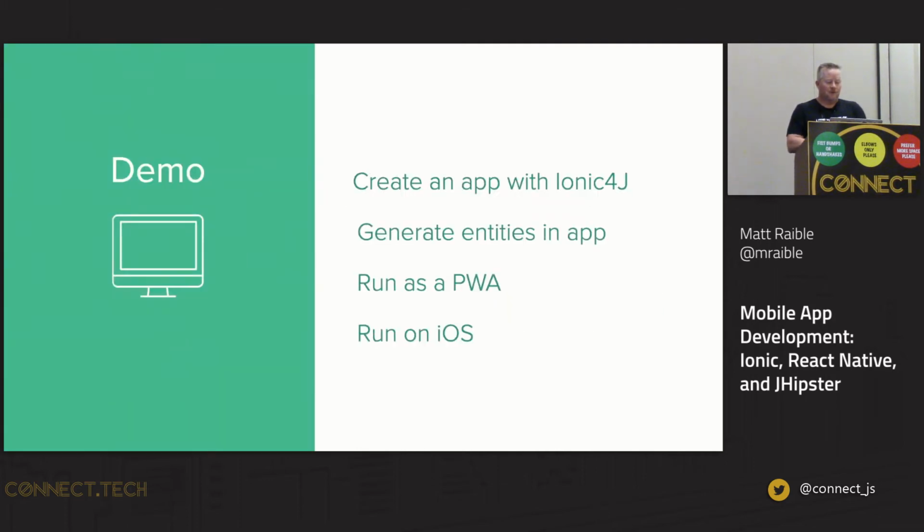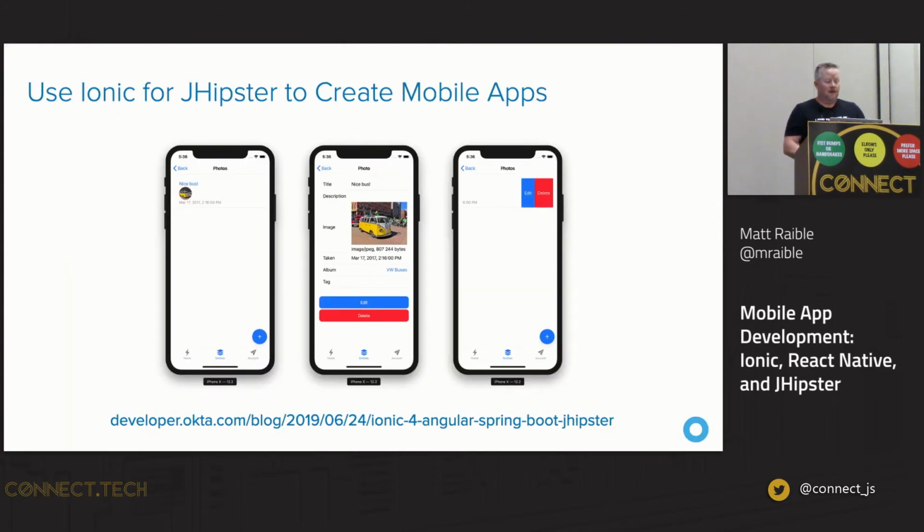And so the demo I will show you at the end is, create an app with Ionic for J. That's what I like to call it because 4J is all over in Java land, right? Log4j and Neo4j and all that. Generate entities in the app, run it as a PWA because Ionic does support starting it up in a browser, and that's a great development experience, and then we'll run it on iOS as well. And you can also refer to this old blog post I wrote in 2019. The good news is it was updated in 2021 on April 18th.